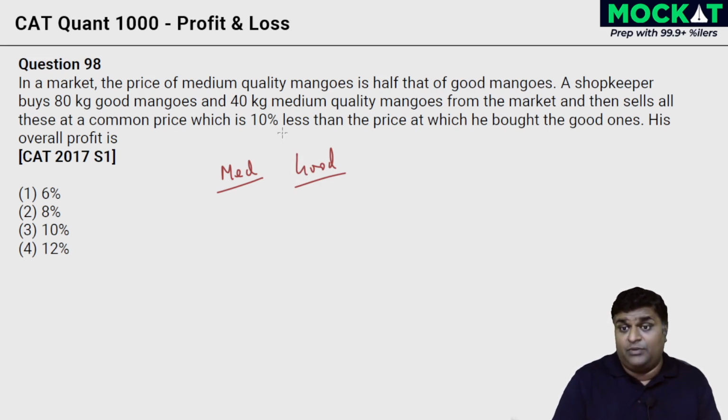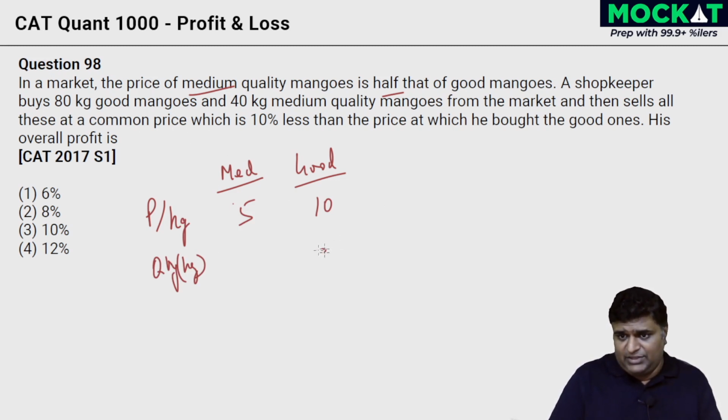Sells all of these at a common price which is 10% less than the price at which he bought the good ones. So 10% of something, 1/10, let the good ones be 10 rupees per kg, right? Because kgs are given. If the price per kg of good mangoes is 10, then medium quality is half of that, right? Which is going to be 5 rupees per kg. Now, what is the quantity given to us over here, in kgs? 80 for good, right?